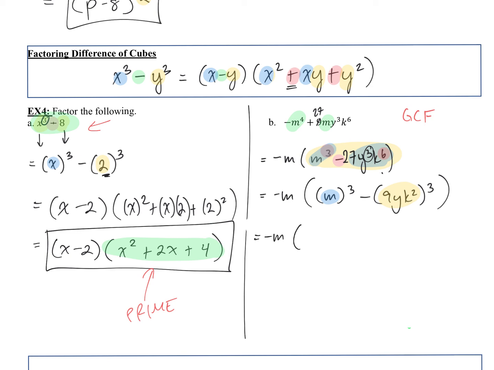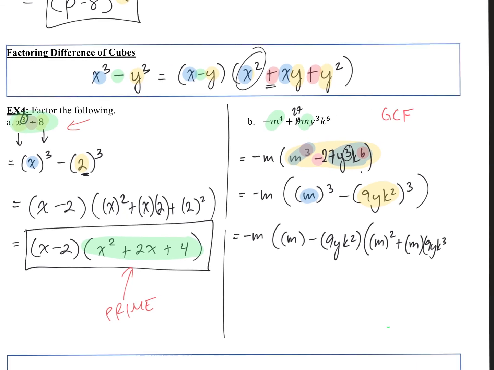So for my binomial, I have my x value, which in this case is m, minus my y value, which in this case is 9yk squared. And then we multiply to that my x value squared, which is m squared, recall up there, plus my x times my y value, so that'll be m times 9yk squared, squeezing this in barely, and then lastly plus my y value squared, so 9yk squared, squared. Fit it in, awesome.